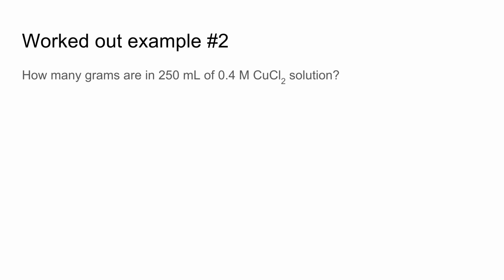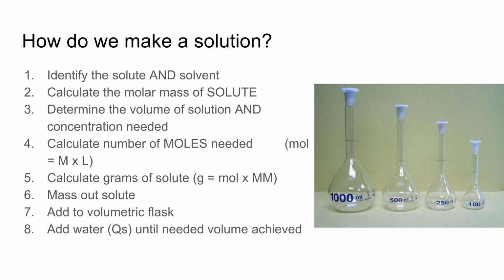Another one. So how many grams are in 250 milliliters of a 0.4 molar copper chloride solution? So to do this, step 1, I have volume, I have molarity, I can figure out moles. So if I figure out moles, I can then figure out mass, because that's what you did here. We're just working backwards.